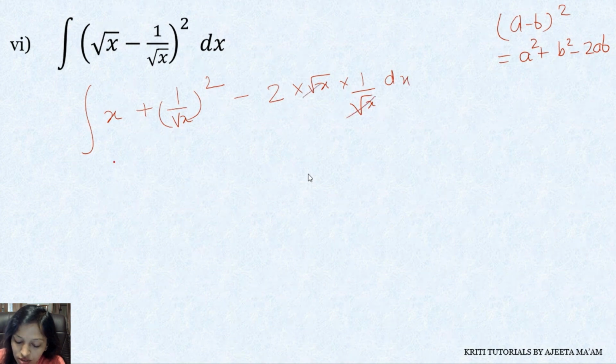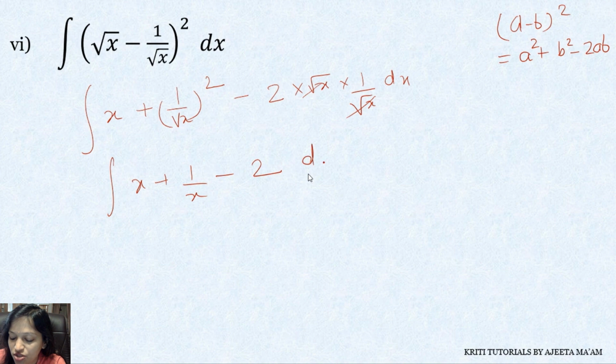So now this becomes x plus 1 upon x minus 2. So this is your integral now. So now we are going to separate it into three separate integrals and then we are going to do it.